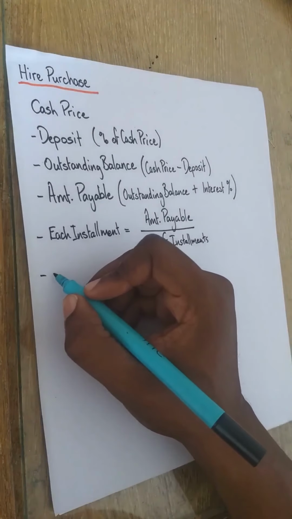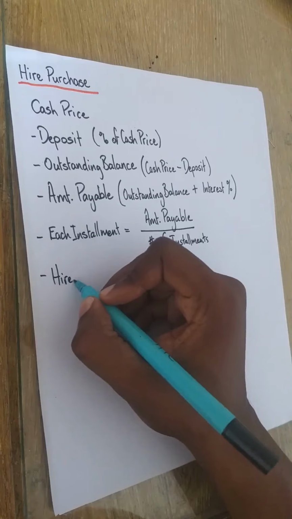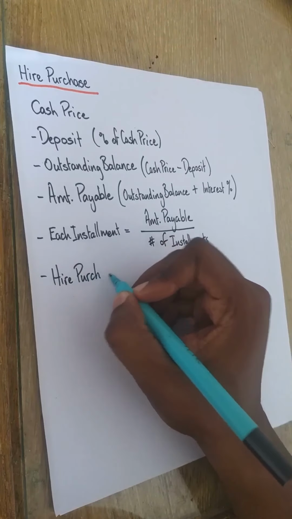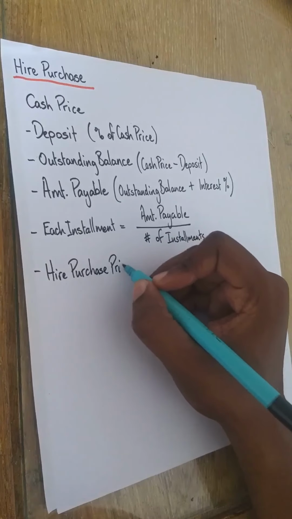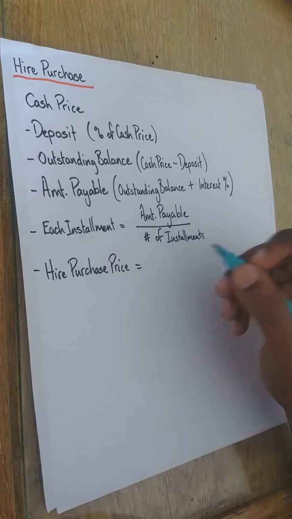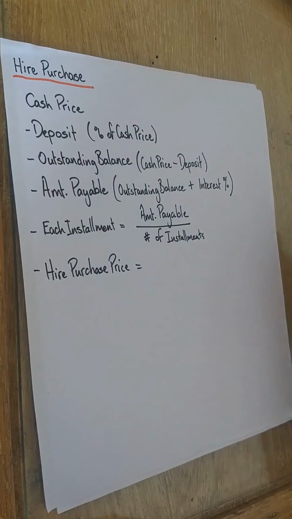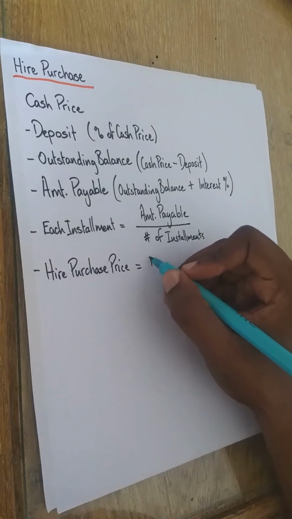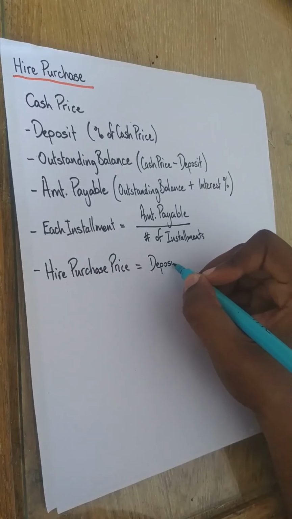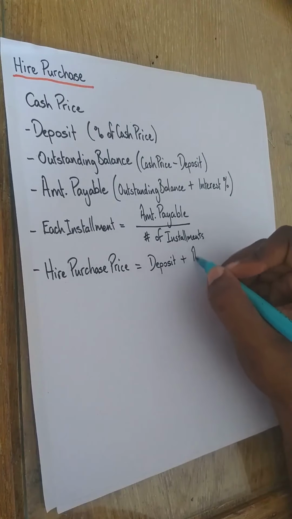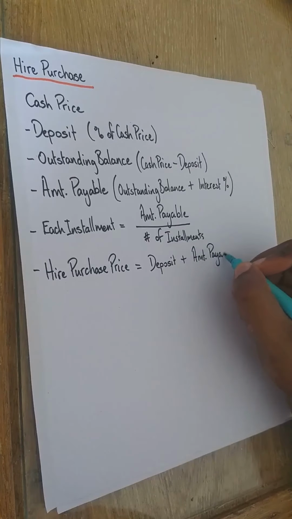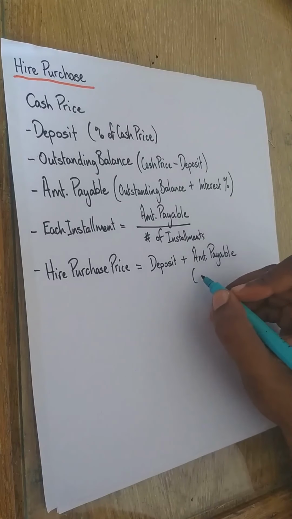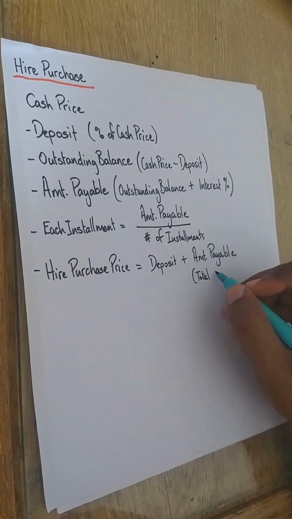And finally, the hire purchase price, which is all the money you pay for this particular transaction under hire purchase terms. Your hire purchase price is made up of your deposit and your amount payable, which can also be considered the total installments.